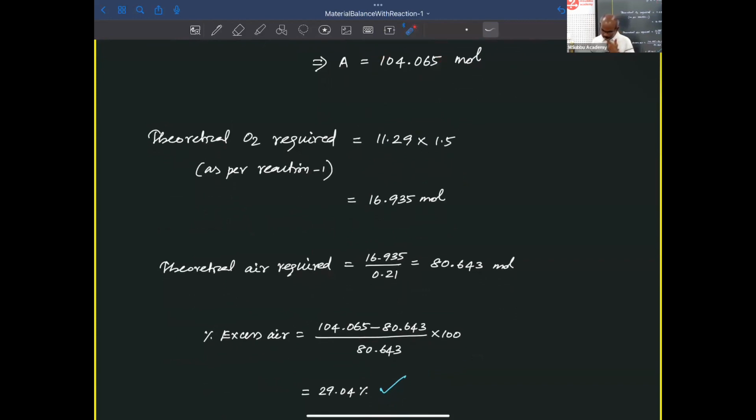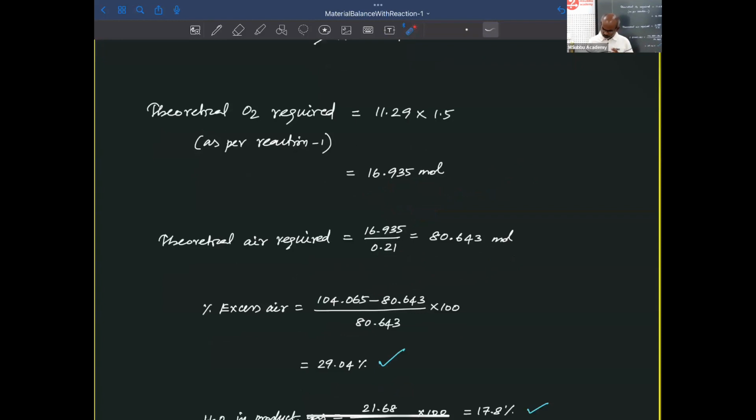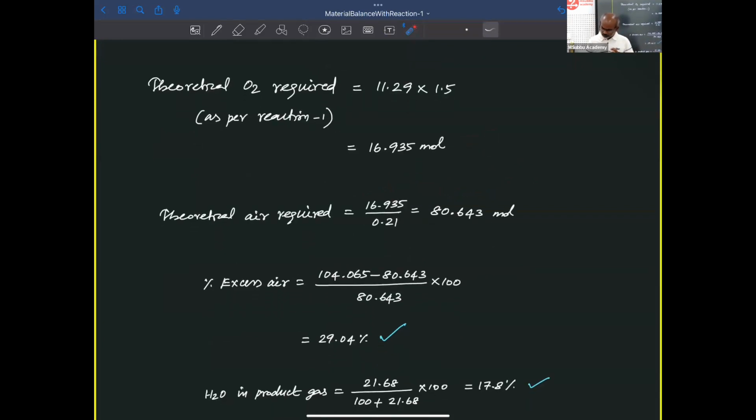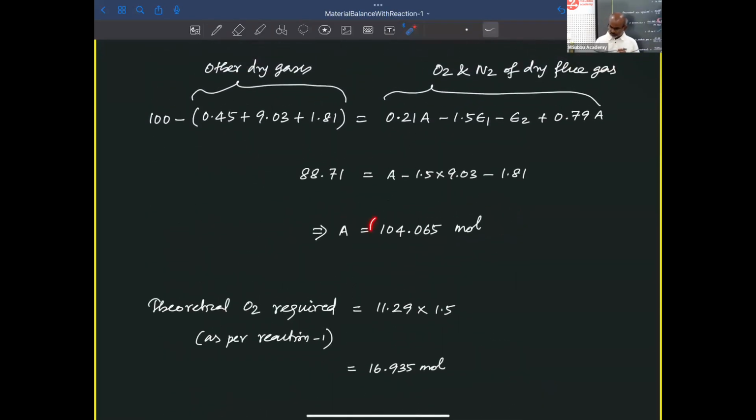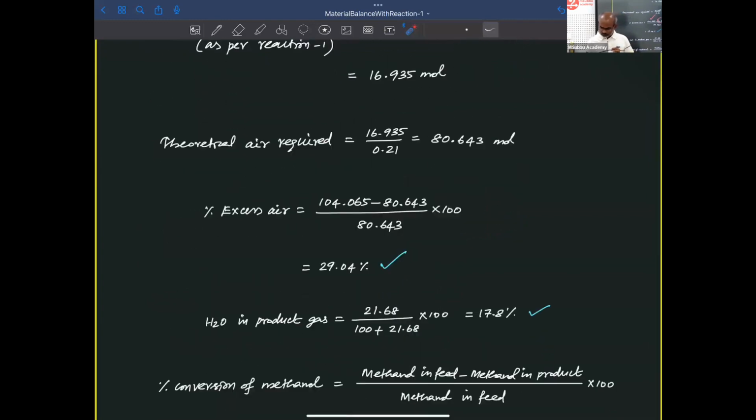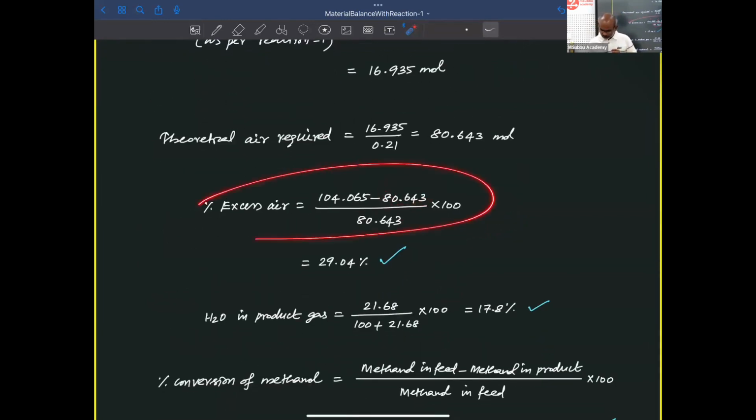We have the O2 required, and from that I am also calculating the air required. How do you convert this O2 to air? O2 available is only 21%, so what is 100%? From that we get the theoretical air required. So air entering is already known, and air required theoretically is available. Air entering minus air theoretical, divided by air theoretical, will give you the percentage excess air.